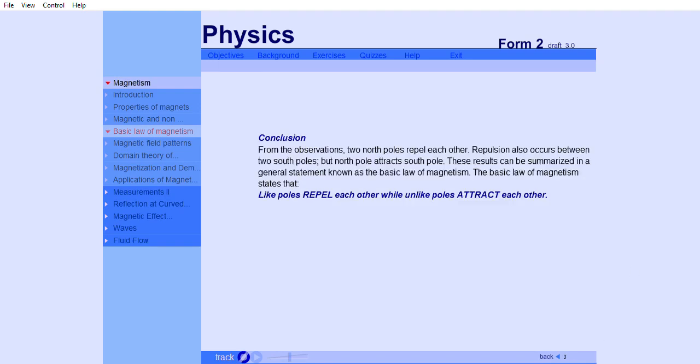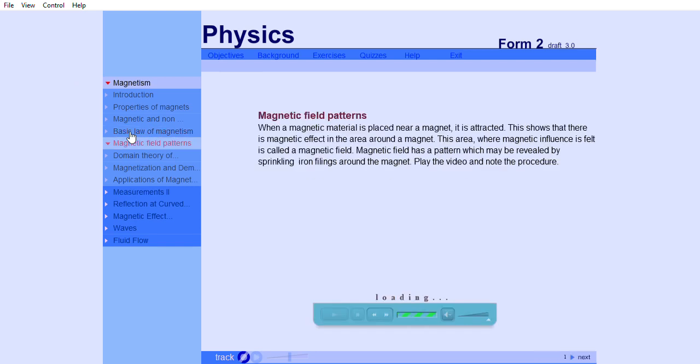Conclusion. From the observations, two north poles repel each other. Repulsion also occurs between two south poles, but a north pole attracts a south pole. These results can be summarized in a general statement known as the basic law of magnetism. The basic law of magnetism states that like poles repel each other while unlike poles attract each other.